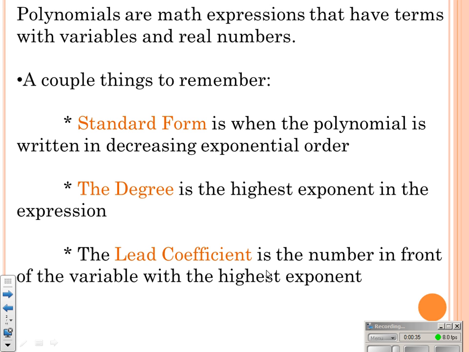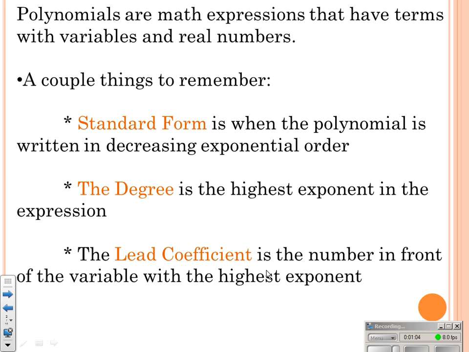Couple things to remember. You're going to see the phrasing standard form. That's when the polynomial is written in decreasing exponent order. So for example, x squared plus 5x minus 7 is in standard form. The degree, another vocab word, is the highest exponent in the expression. The lead coefficient is the number in front of the variable with the highest exponent.